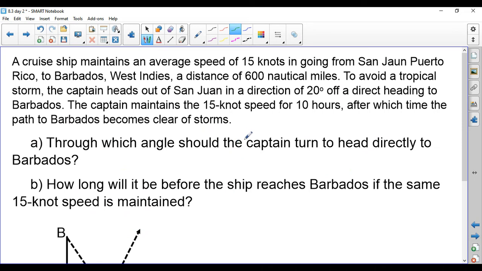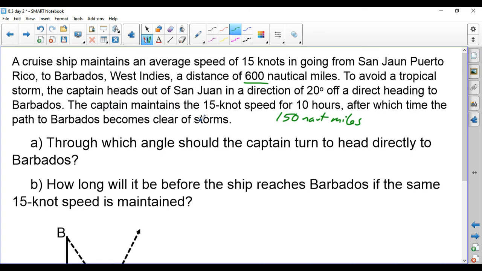One application problem here using law of cosines. Here we have a cruise ship that maintains an average speed of 15 knots going from San Juan, Puerto Rico to Barbados, West Indies, a distance of 600 nautical miles. To avoid a tropical storm, the captain heads out of San Juan in a direction of 20 degrees off a direct heading to Barbados. The captain maintains the 15-knot speed for 10 hours, which means he'll have traveled 150 nautical miles, after which time the path to Barbados becomes clear of storms.